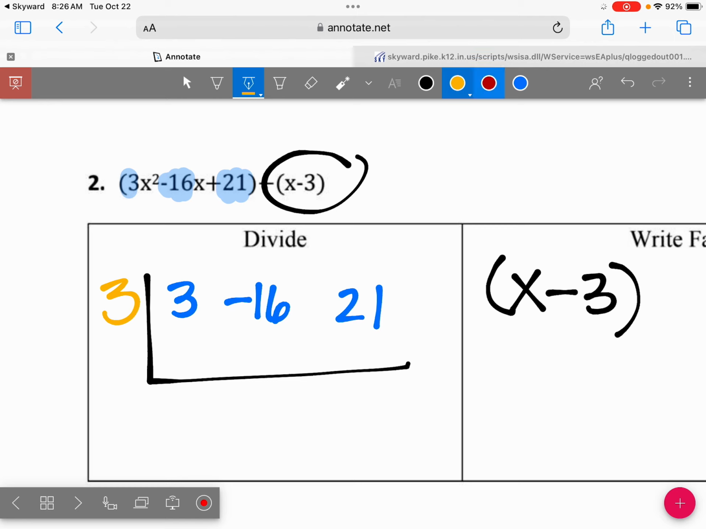All right, let's go ahead and bring down that first number. Remember, we don't do anything with the first number. So we're going to start by doing 3 times 3. 3 times 3 would be 9. Now pick up your calculator and add.